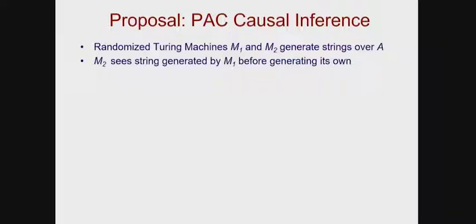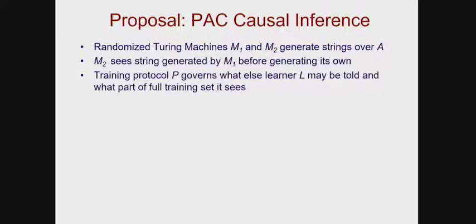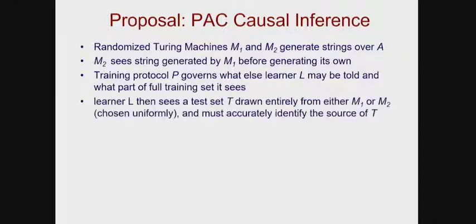We might want to ease back the problem, say that we already know part of some underlying graphical model or causal model, or say that M2 really doesn't get to see M1's strings, or make the problem harder and say we only get to see M2's strings. So we have some training protocol that can govern these other aspects. But at the end of the day, the learning algorithm is going to get a test set, and it needs to say, did that come from M1 or M2?